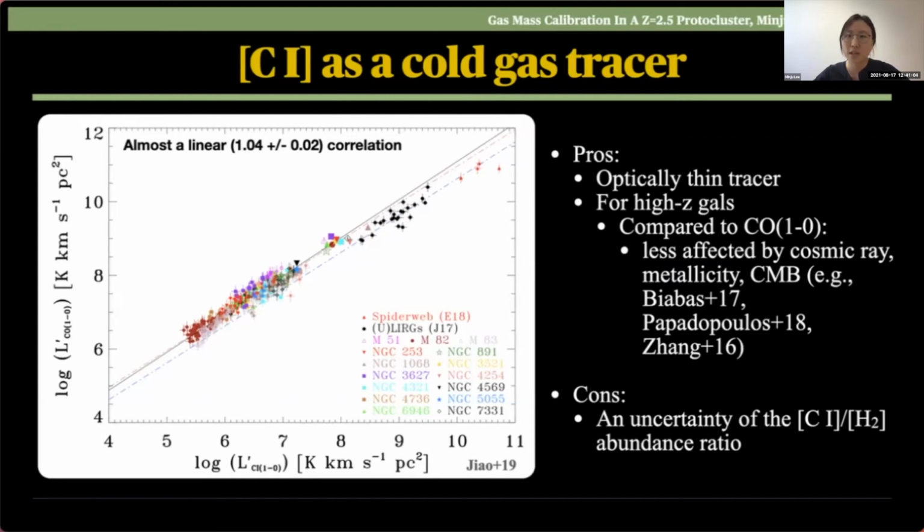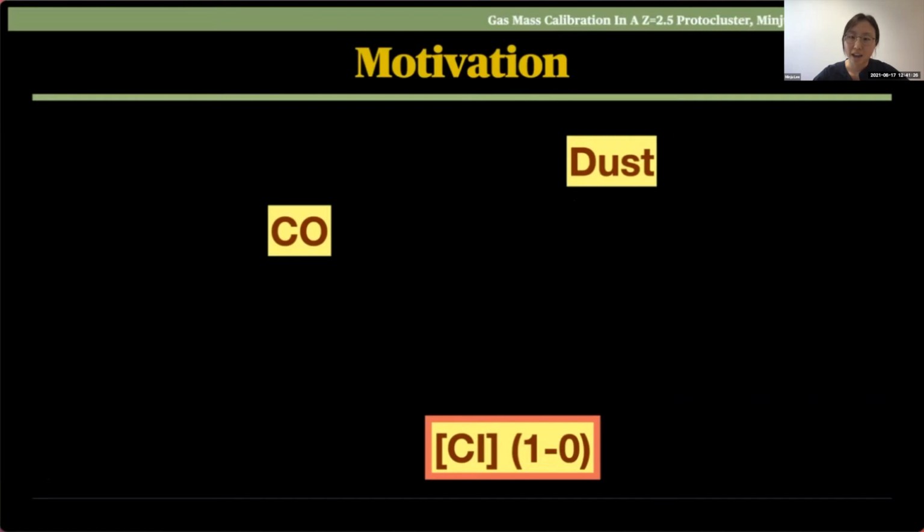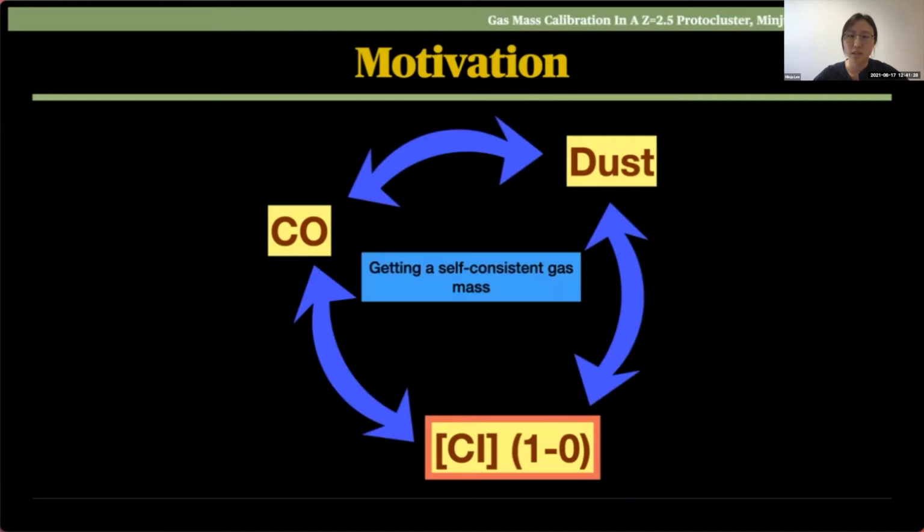For high redshift galaxies, CI compared to CO is less affected by cosmic rays, metallicity, and the cosmic microwave background. Of course, it is another tracer for molecular hydrogen, where there is uncertainty of the CI over H2 abundance ratio. So I add CI(1-0) and try to get a self-consistent gas mass.